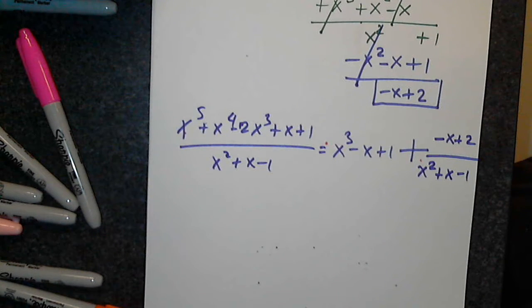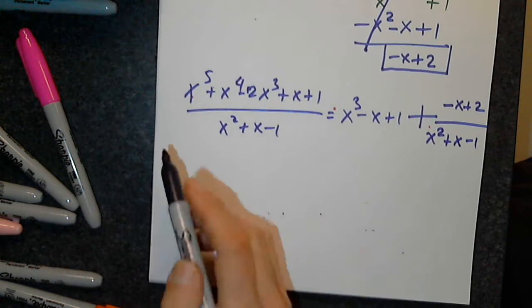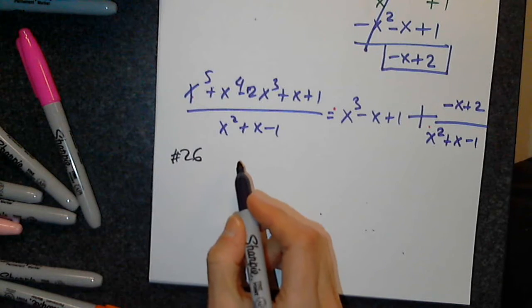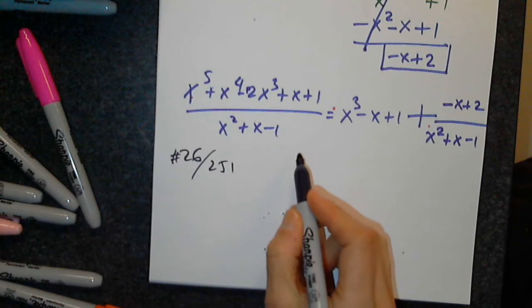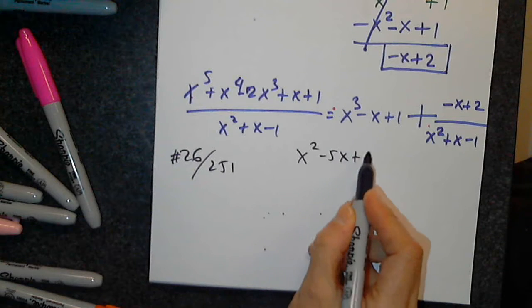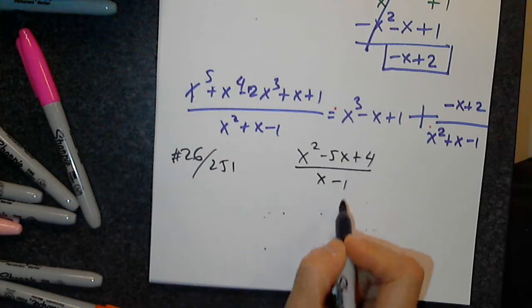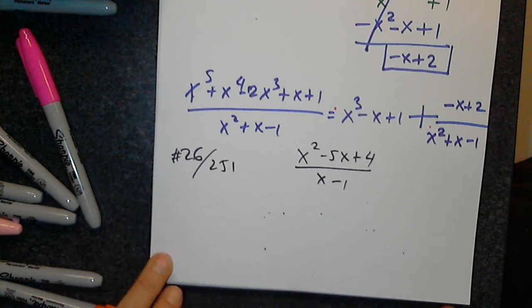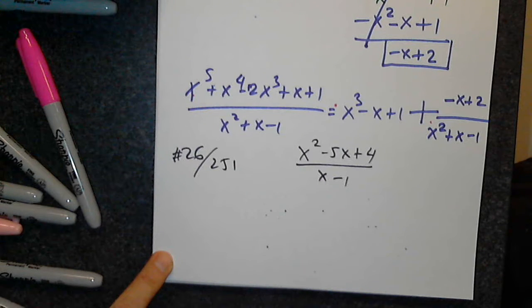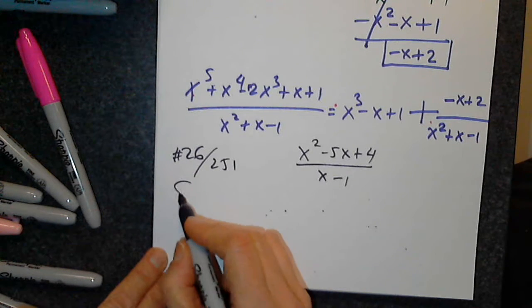I want to illustrate one synthetic division and I'll stop. I'm going to choose a simple one like 26. Last problem, on page 251. So we have x squared minus 5x plus 4 divided by x minus 1. Can I use a synthetic division here? Yes.